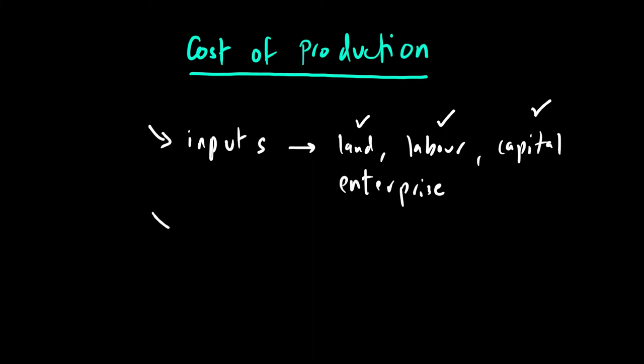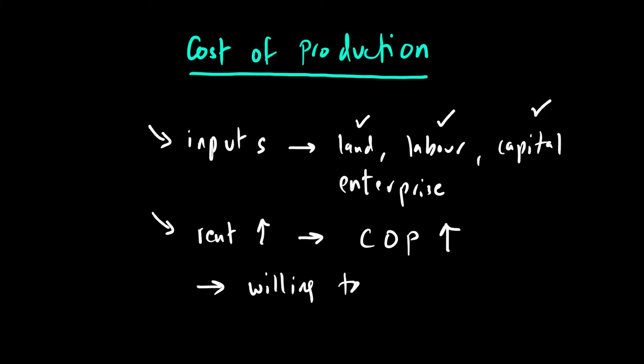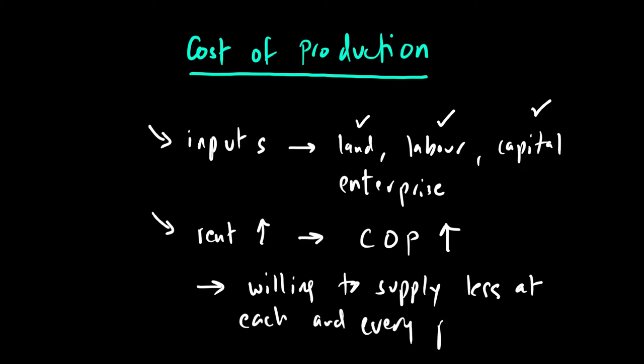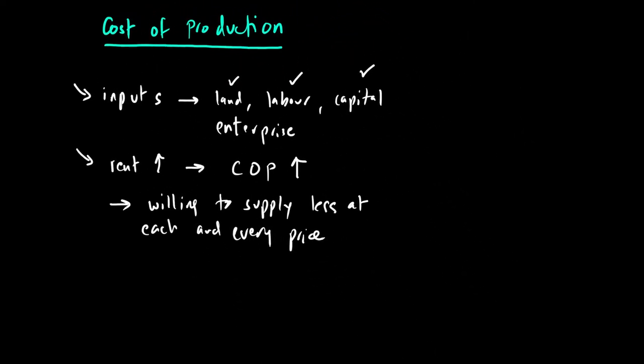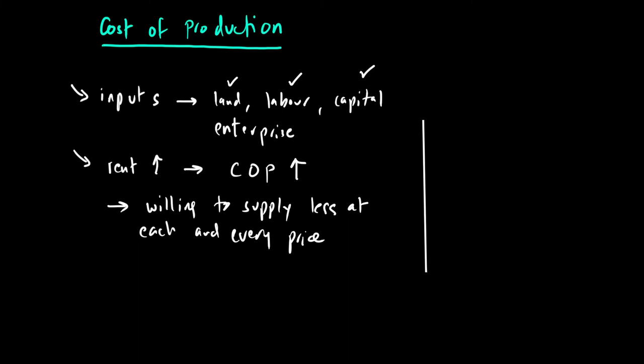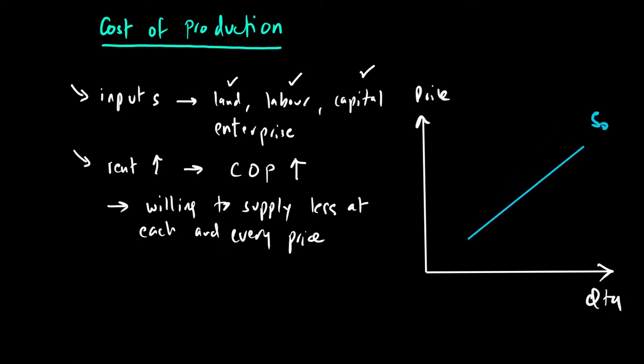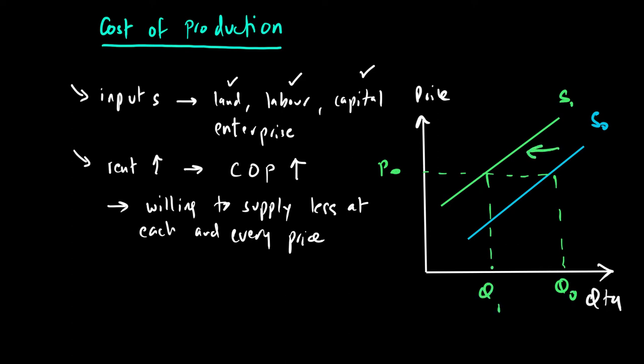So for example, let's assume that the rent goes up. A rise in rent would mean the cost of production will go up. And this rise in cost of production would mean firms are willing to supply less at each and every price. Now, this means that if I draw my supply curve for this situation, your supply curve will be shifting backward. So if this is my original supply curve, let's call it S naught, my supply curve will shift backward, like for example S1, because the cost of production has gone up. So for a particular price, let's use P naught, if you were making Q naught before, your willingness to produce has gone down to Q1 as the cost of production has gone up.